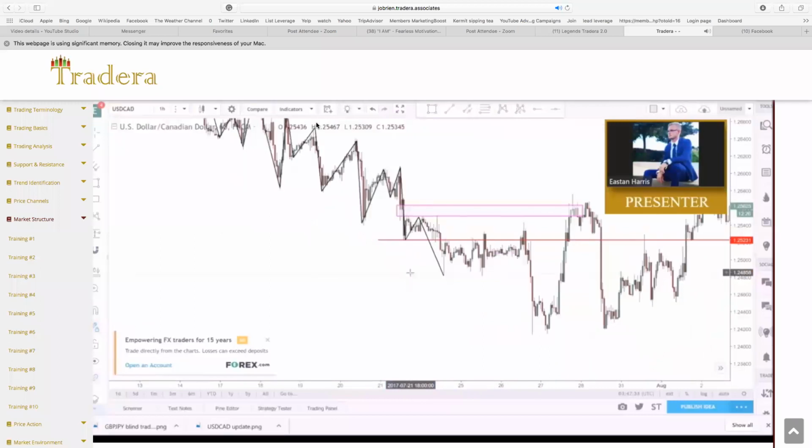Okay, so this is our structure, structural resistance. This is the recent swing low. Okay, so price breaks. That's when we update this, after it breaks. And now we're waiting for price to come through into this zone and give us any bearish signals. Any bearish signals at all.